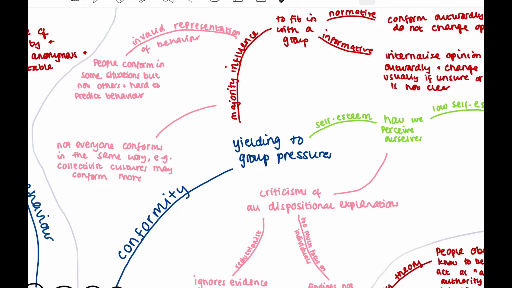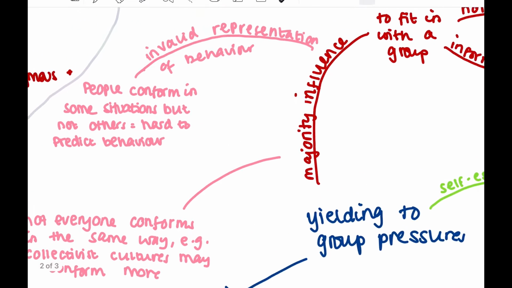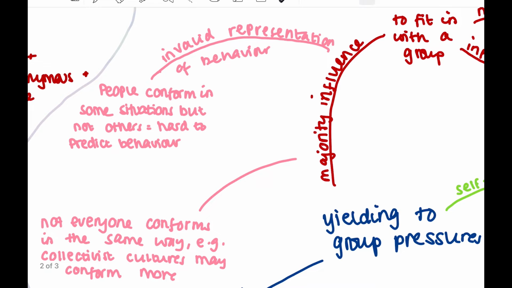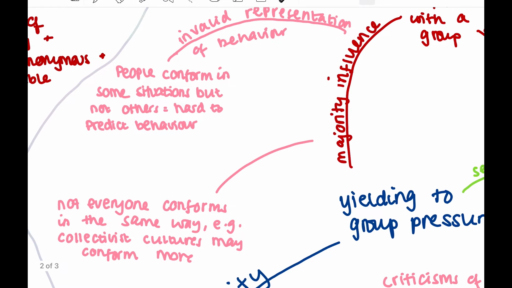Now, there is some evaluation that goes along with majority influence. So in a negative way, we think it's an invalid representation of behaviour. So people will conform in some situations, but not others. Now that means it's really hard to predict behaviour. Is there much point in having a theory that only applies to some situations, particularly when we're not sure which situations it will apply to or not? So it may not represent behaviour truly or validly in all situations.